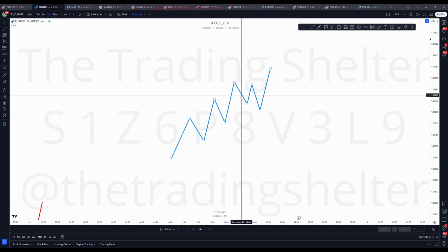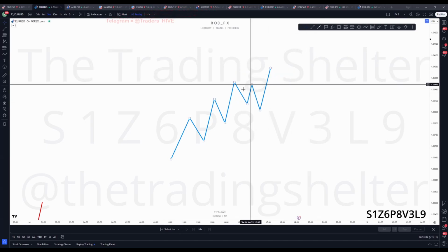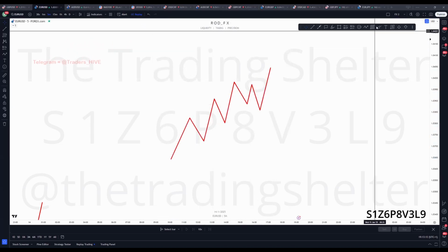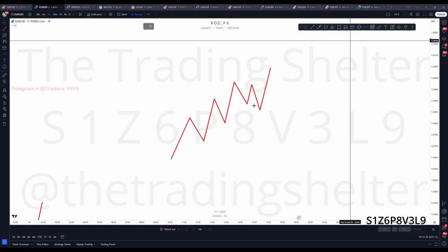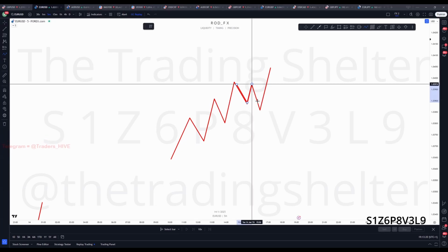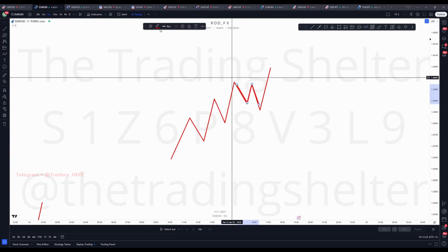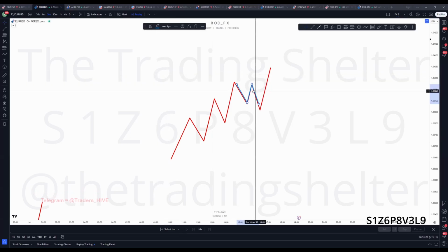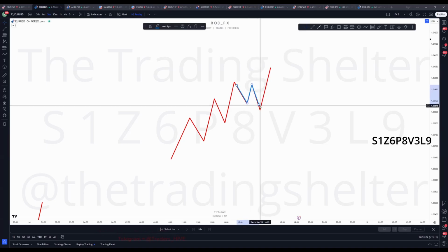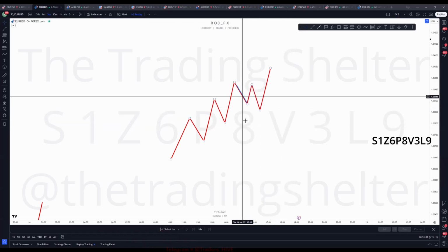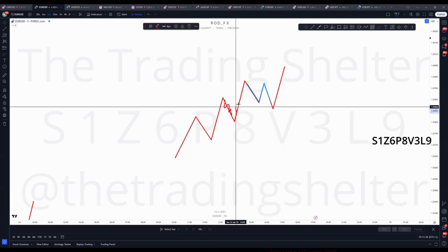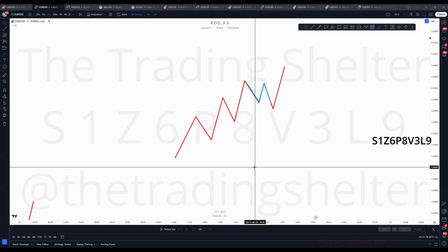This here, let me just put it in red. And now let's pull out the blue thing. And let's put it like here. This is the internal one of the external structure. See? Everything in between those legs is the internal structure.